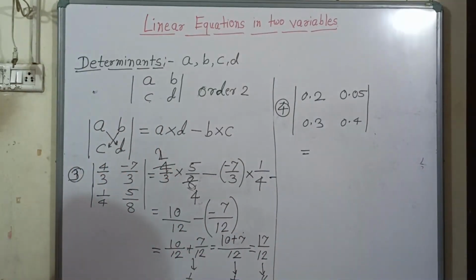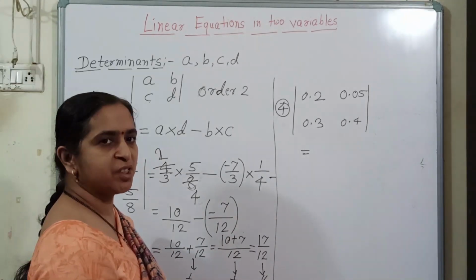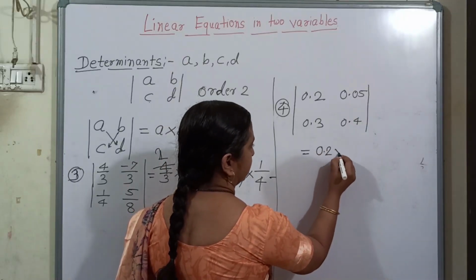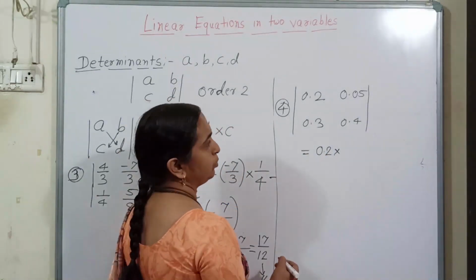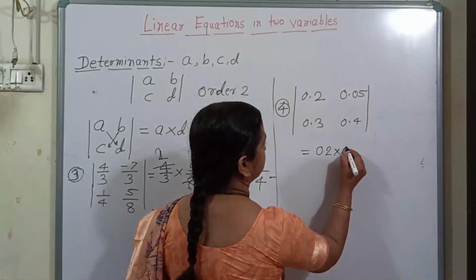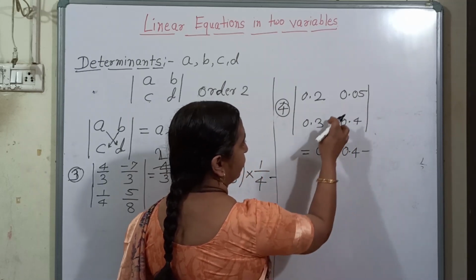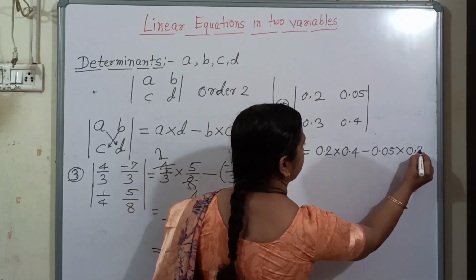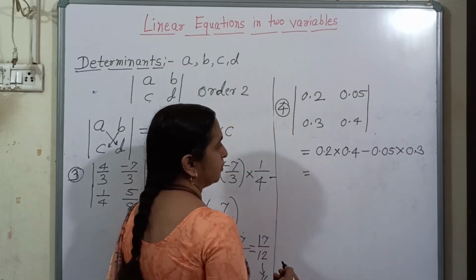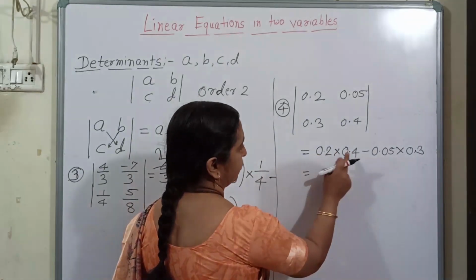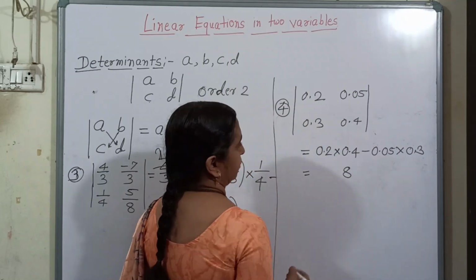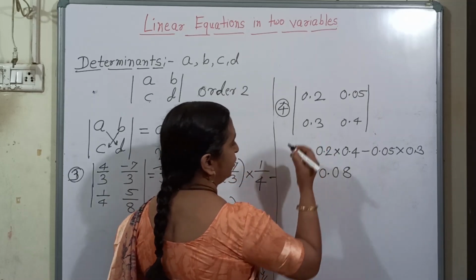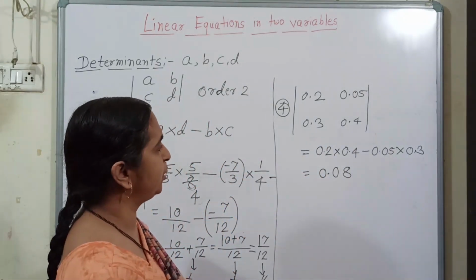Again use our same formula. First we take first row, first column element 0.2 into second row, second column element 0.4 minus product of remaining 2, means 0.05 into 0.3. Now take the product. Do not consider this decimal point. 4 into 2, 8, and here 1 and 1, 2 means there you have to consider 2 digits after decimal point, 0.08.